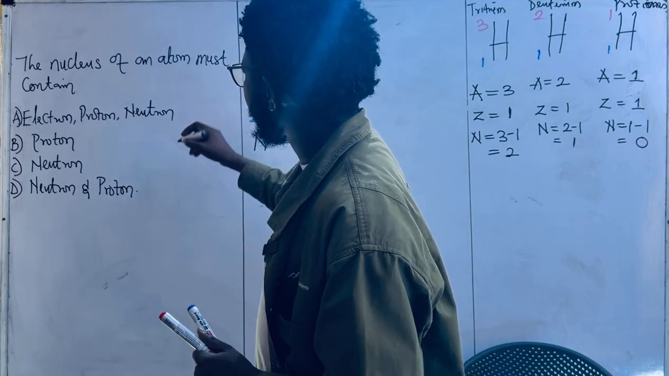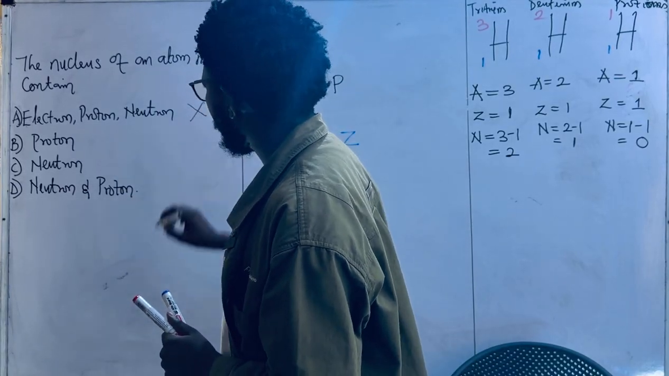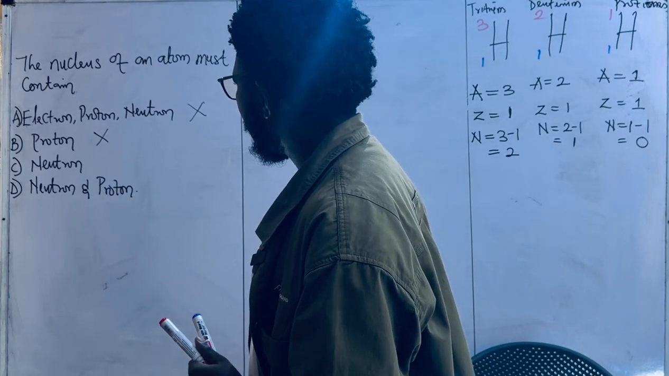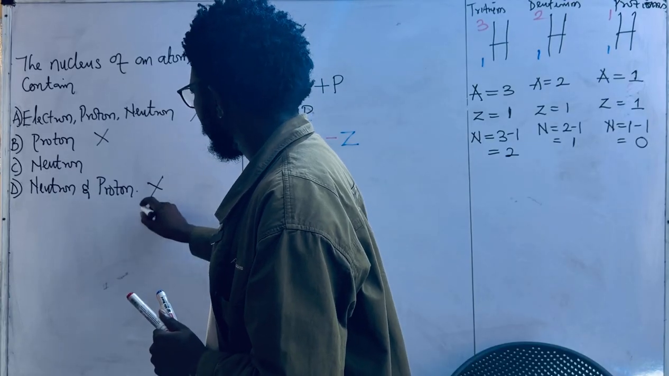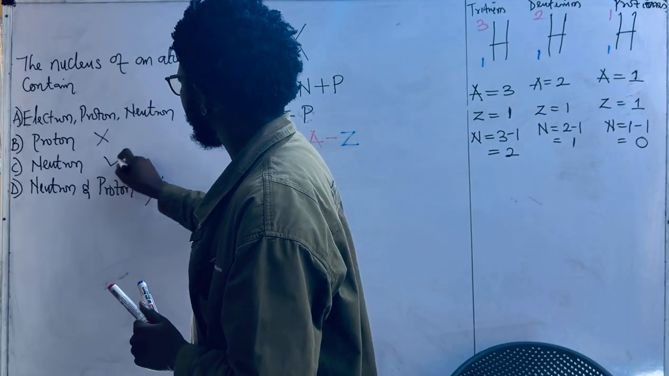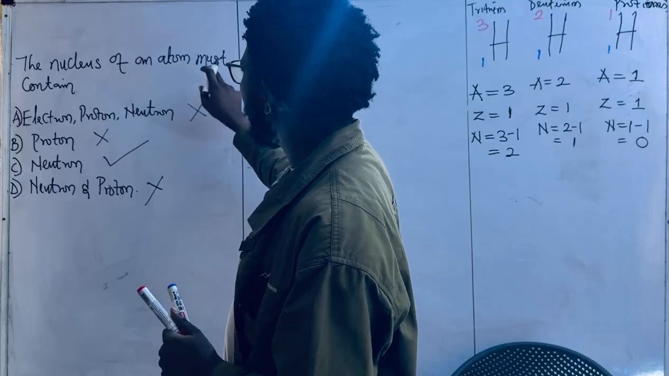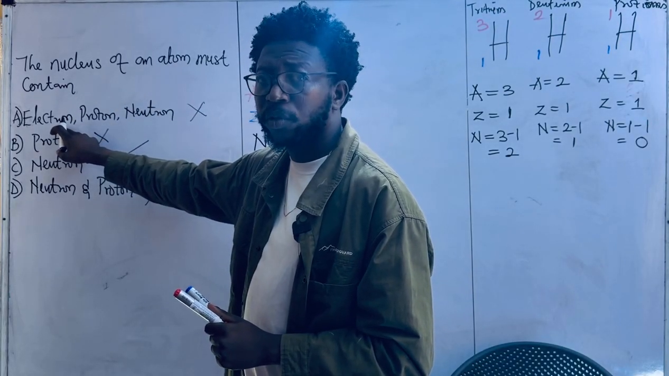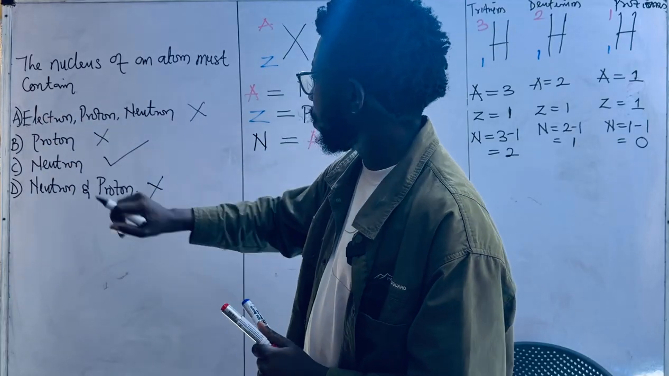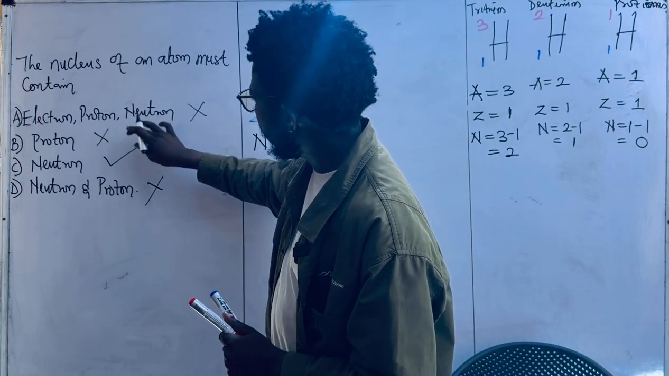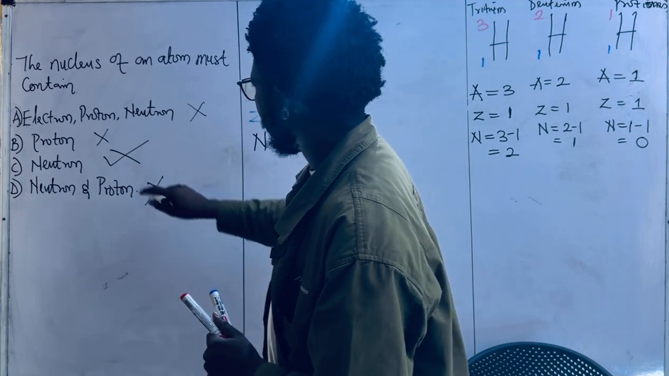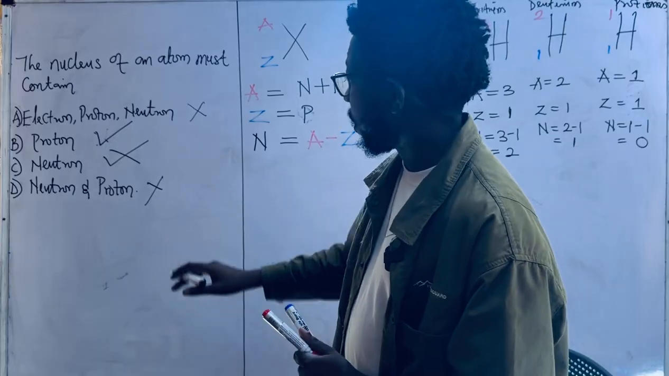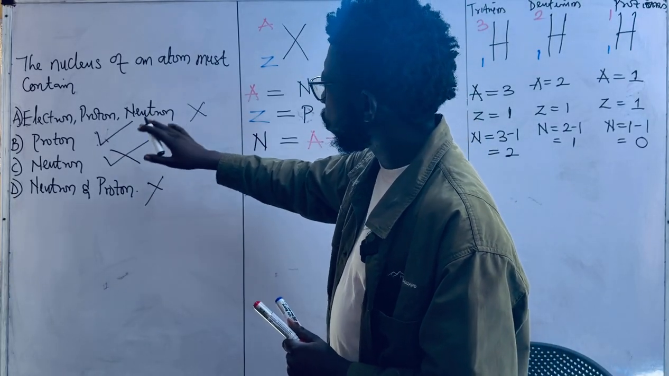So my answer, option A, is wrong. Option B, is wrong. Option D, is wrong. My answer is option C. The nucleus of an atom, must it contain electron? No, electron is not found in the nucleus. Electron is seen revolving around the nucleus. Must it contain, this is wrong. Rather, the answer is option B. Sorry for that mistake. The answer is option B. It must contain proton.